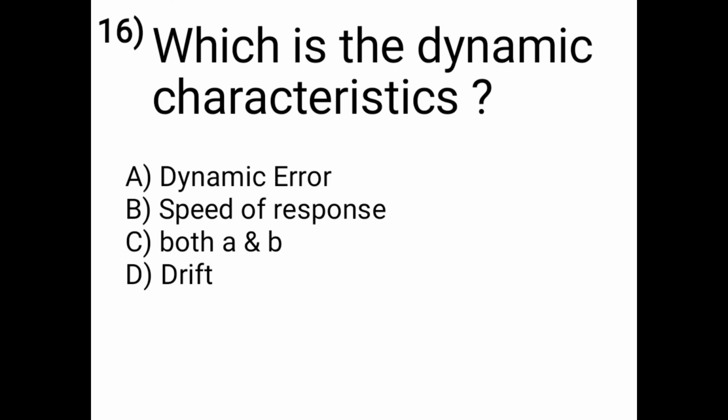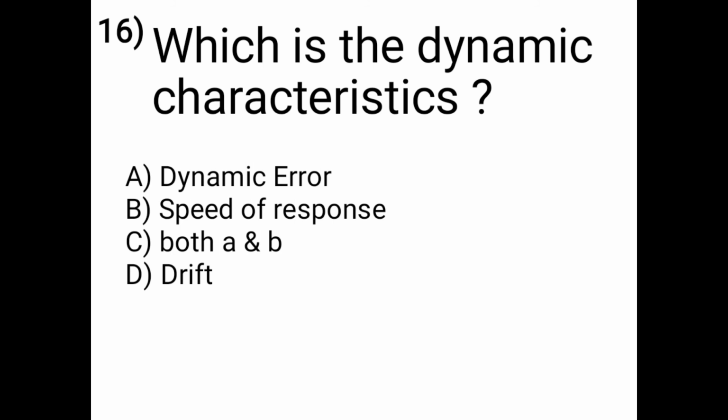So the next question is, which is the dynamic characteristic? A is dynamic error, B is speed of response, C is both A and B, and D is drift. So the correct answer is option C, both A and B. It means dynamic error and speed of response are dynamic characteristics.